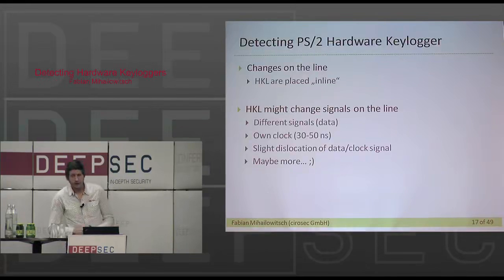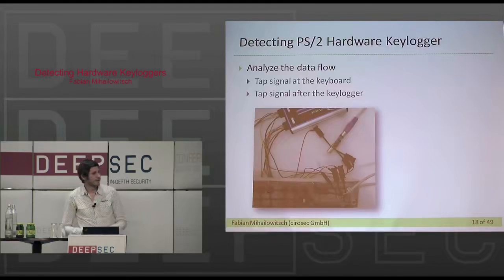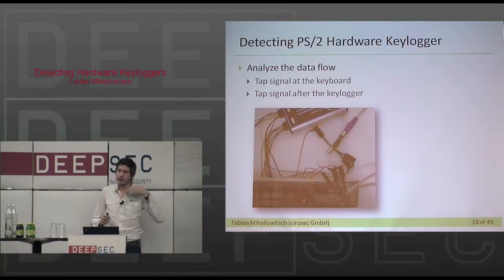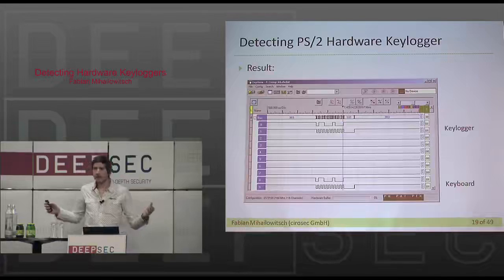So what I did is I took a logic analyzer and I tried to tap the signals directly at the keyboard. So once the keyboard sends the signal, I get it. And I tried to tap the signal after the keylogger, so I can see how the data looks when the keyboard sends it and how it actually looks after it has passed the keylogger. And you get a nice graphic like this. You can see the keylogger, which is basically the clock and the data. You can see the keyboard, data, clock, and you can't see anything.